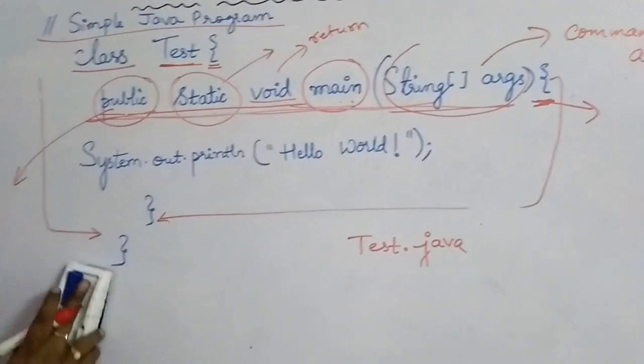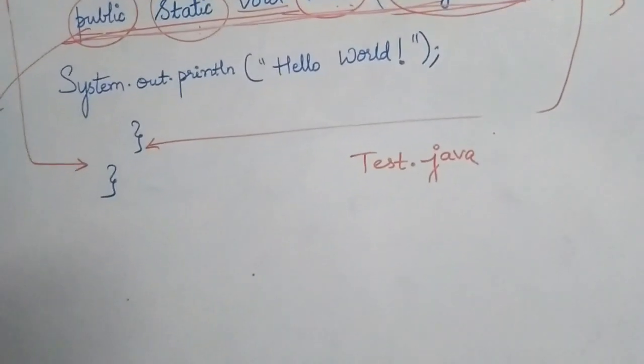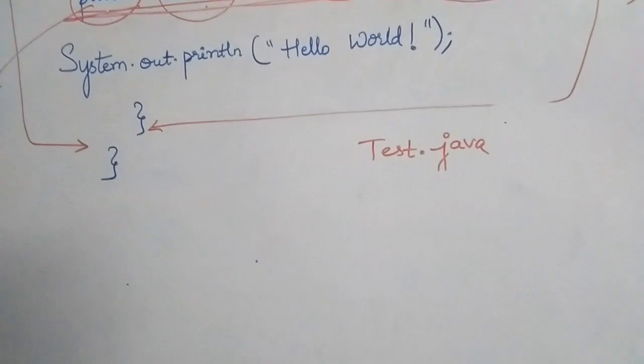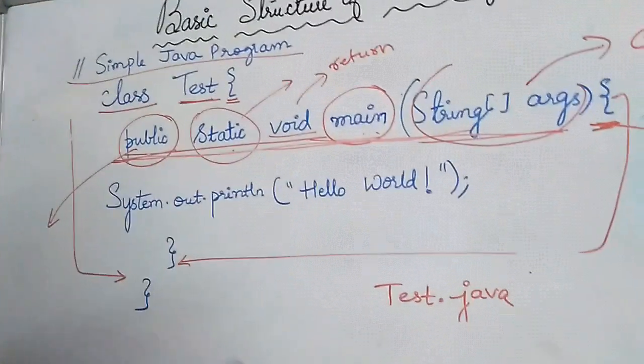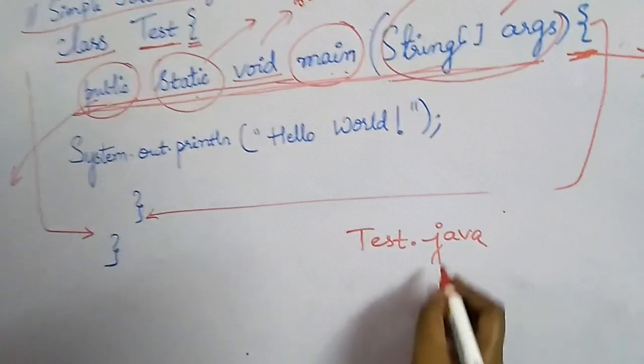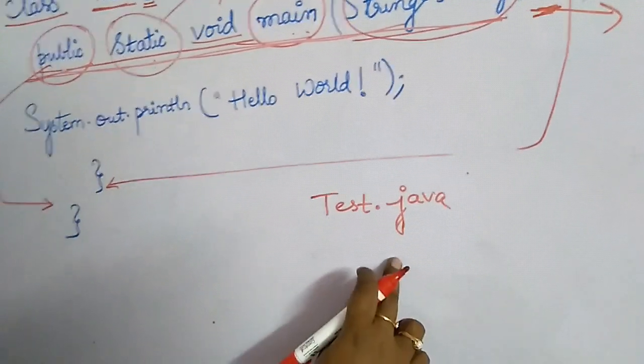The name of the file can be anything, but it is a good programming practice that you name it after the class name in which there is the main method. So I have named it as test.java.